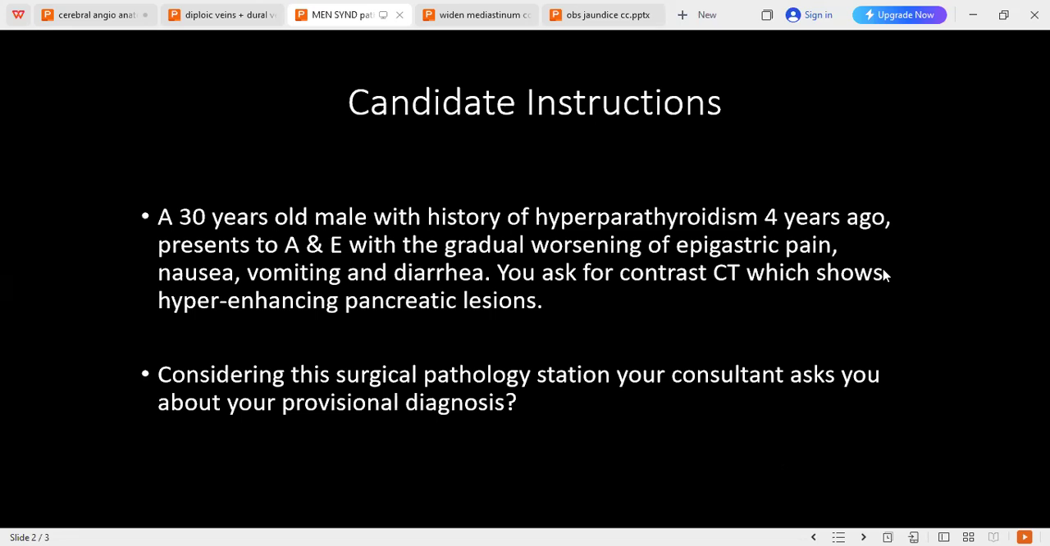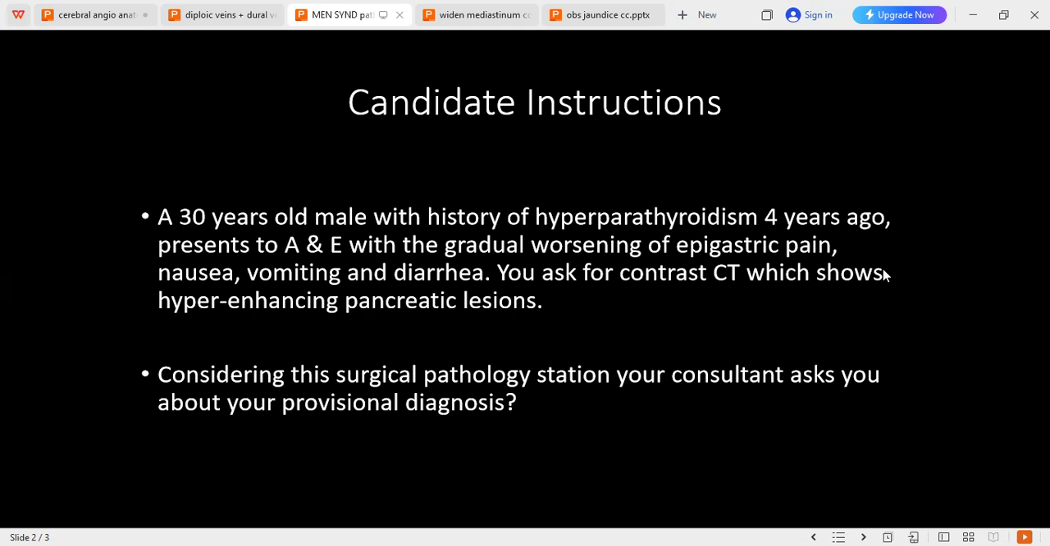Yes, ma'am, I'm ready. Okay, so if you have read and understood, considering this surgical pathology station, please tell me what is the provisional diagnosis you would consider for this particular patient? MEN 1 syndrome, ma'am. What made you think of this condition as the most likely one? As the patient has a history of hyperparathyroidism, and now there is an enhancing lesion at the pancreas.